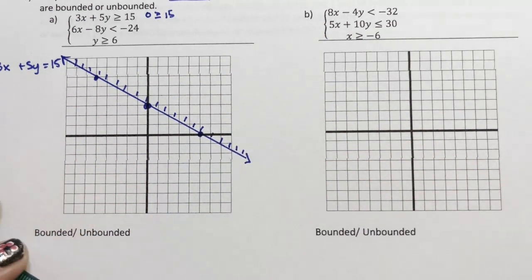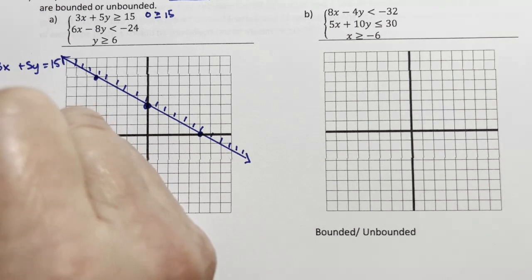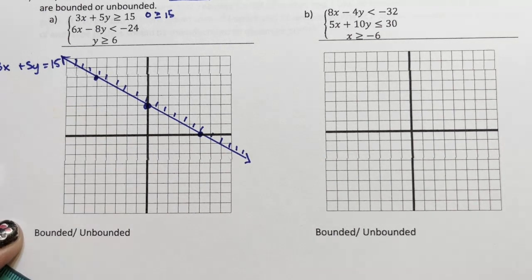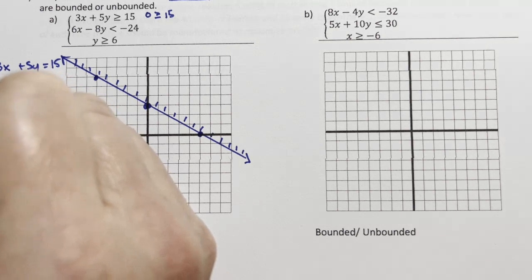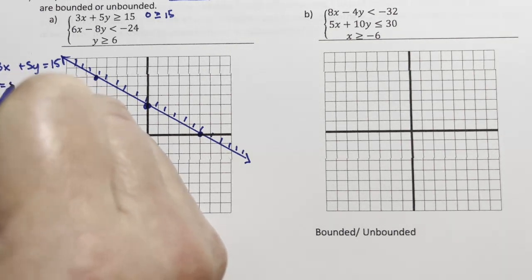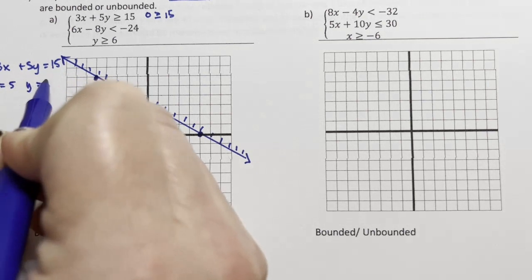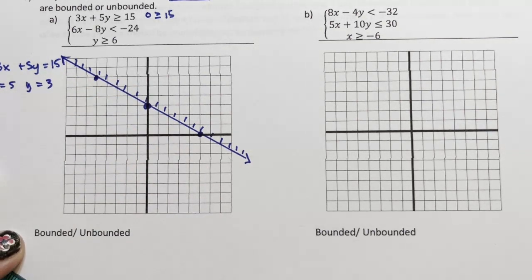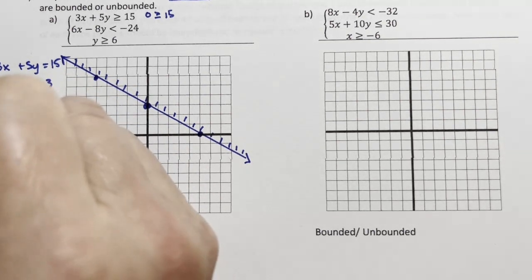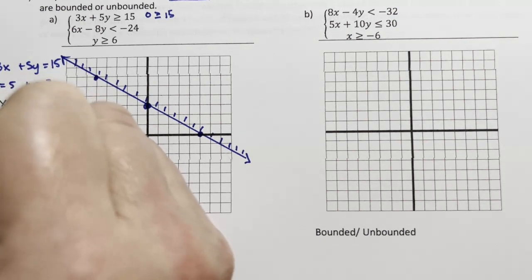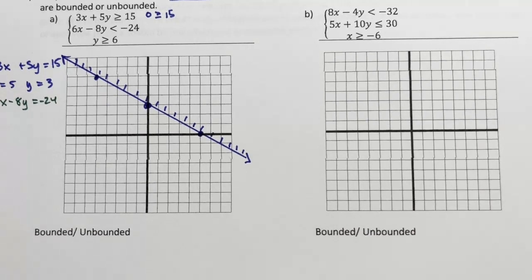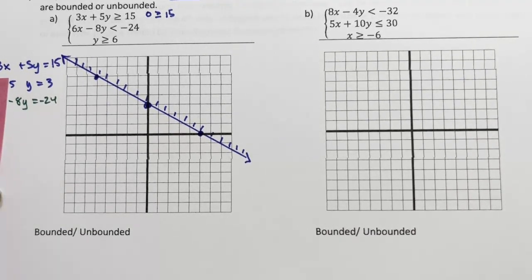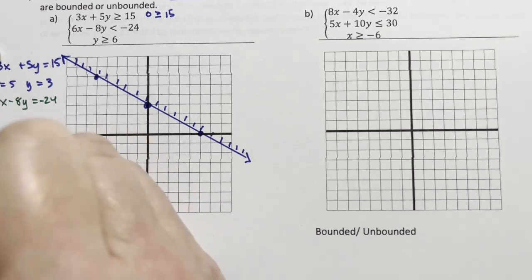Perfect. Okay, next. Just to give you what I did, when I covered up the y, I had 3x equals 15, so I graphed x equals 5, and I graphed y equals 3. For the next line, I have 6x minus 8y equals negative 24. If I cover up the x, I have 8y equals negative 24, and if I divide, I have y equals 3.